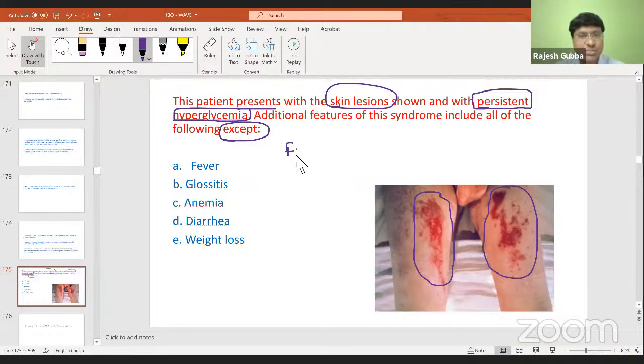That means the question asked is which is the false statement. Fever, glossitis, anemia, diarrhea, weight loss.